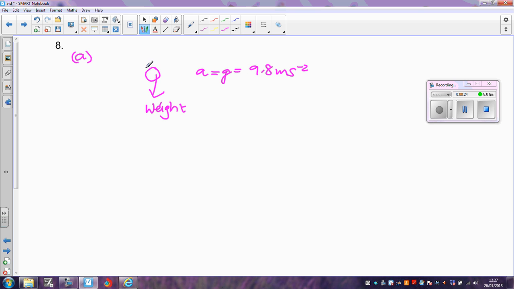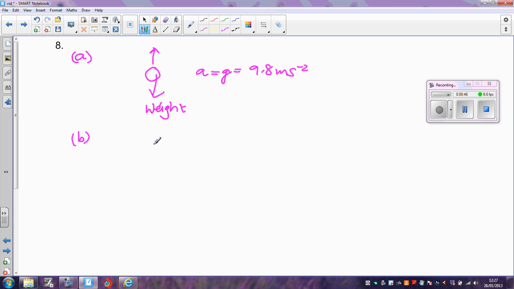In fact, what's actually happening now is that the ball bearing is falling through some liquid. In other words, there is going to be some sort of resistance to its motion. The force acting downwards is going to be reduced by this resistance acting upwards. In other words, its acceleration is going to be less than g, or less than 9.8 meters per second squared.